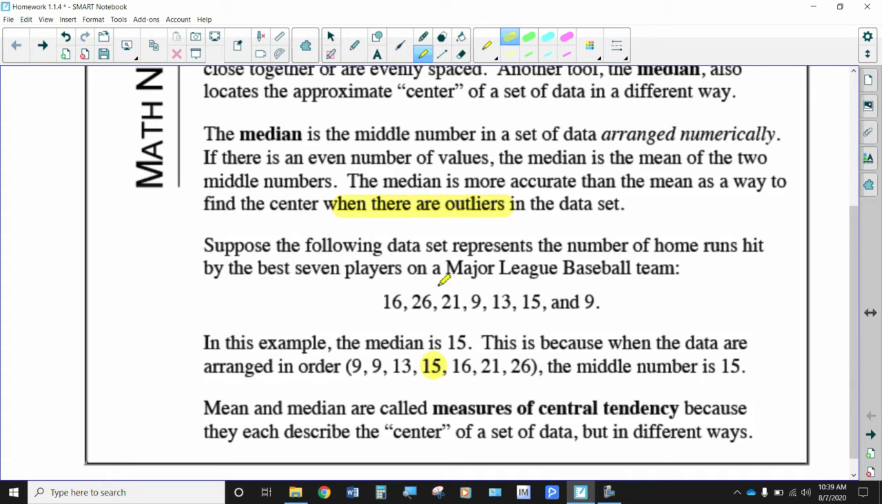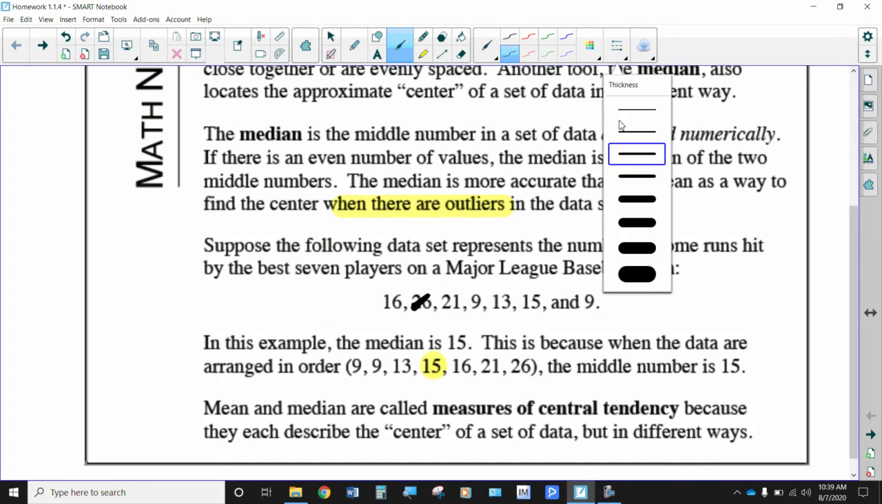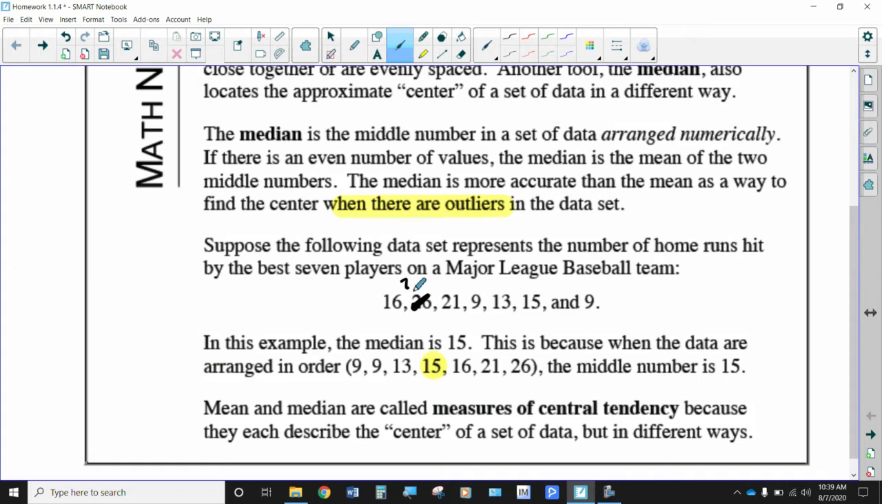Now, I'm going to do something here. I'm going to change the value of this 26 to 7,422. Can we all agree that's a huge outlier? It's nothing anywhere near the rest of them.